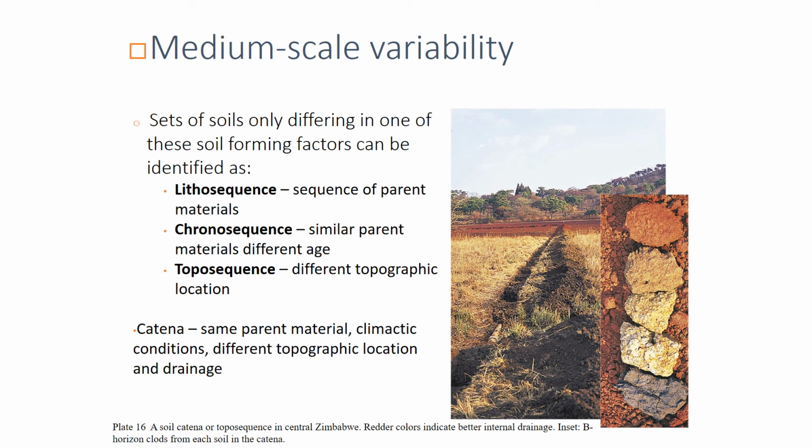Medium scale variability also shows that a set of soils only differing in one of these varying soil forming factors can be identified as either a change in the sequence of parent materials, identified as a lithosequence; similar parent materials but of different ages, meaning a chronosequence; or different topographic locations, equaling a toposequence. A catena is when you have the same parent material and climatic conditions, but different topographic location and drainage.